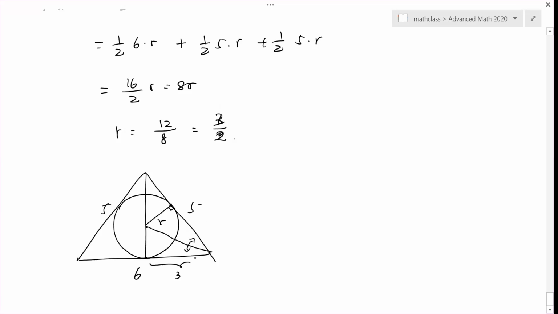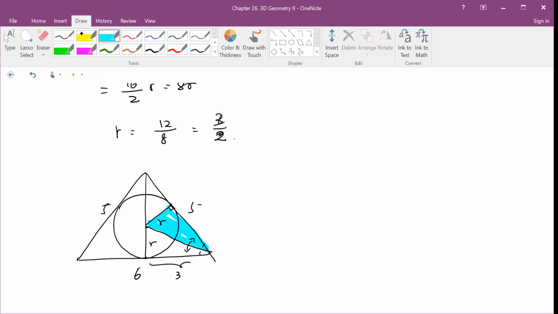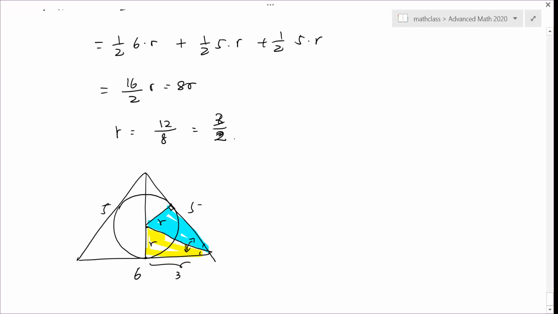If this side is the same as the other side, because these 2 angles are the same, and here's the radius r, then those 2 triangles are congruent. Let me color them. They're identical. Why are they identical? They have 2 sides equal and the right angle. So this side must be 3, and then this side must be 2.